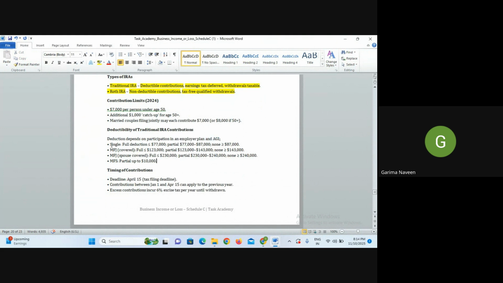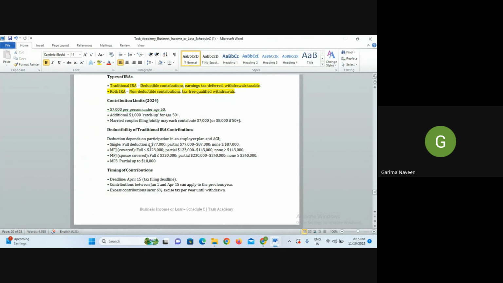So the contribution limit is here, and the deduction limit depends upon your AGI as well as the employer sponsored plan. If you are single, you can get the full deduction if your AGI is less than or equal to $77,000. But if your AGI is greater than $77,000 and up to $87,000, then it will start phasing out, meaning the deduction limit starts reducing. Above this amount, the deduction limit is completely phased out. That means you can't deduct any amount you are contributing to the IRA.